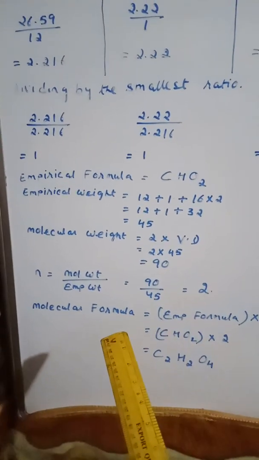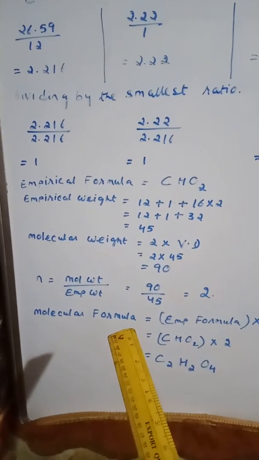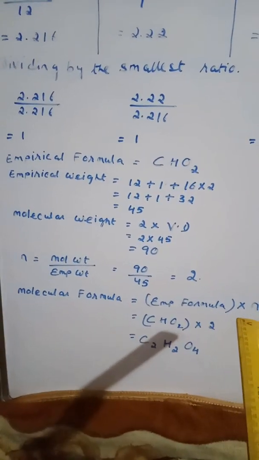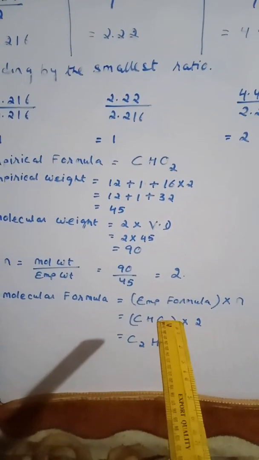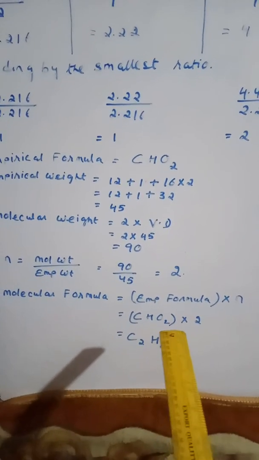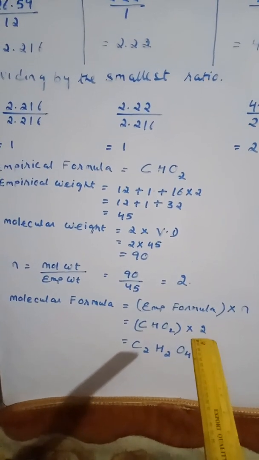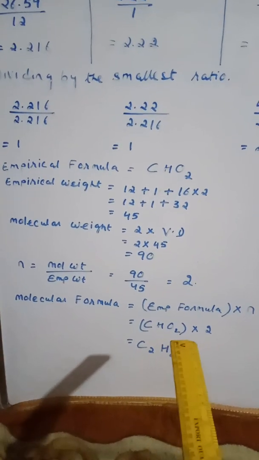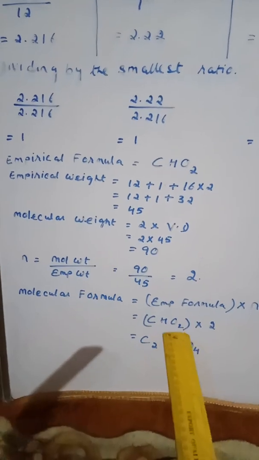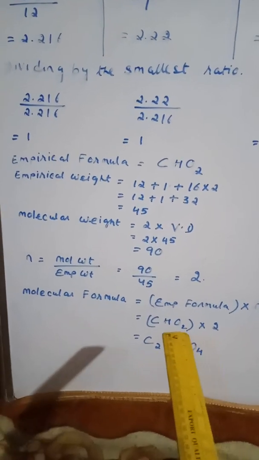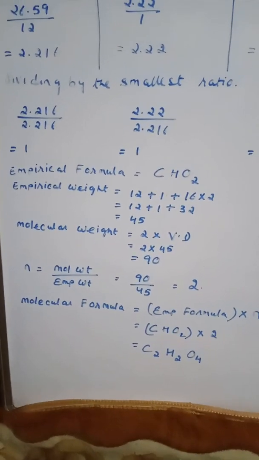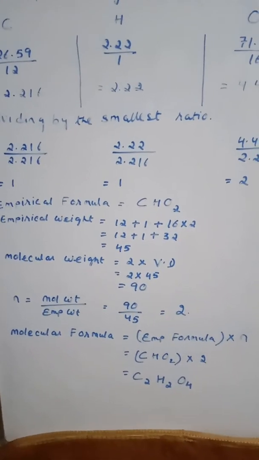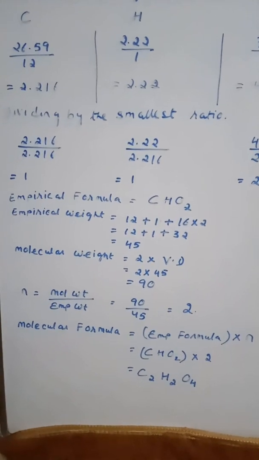Now the next step, to find the molecular formula, we multiply the empirical formula by the value of N. The empirical formula is CHO2. We multiply it with the value of N, which is 2. So in that case, the molecular formula becomes C, 2 ones are 2, H, 2 ones are 2, O, 2 twos are 4. So the molecular formula is C2H2O4. This is how we calculate the molecular formula.